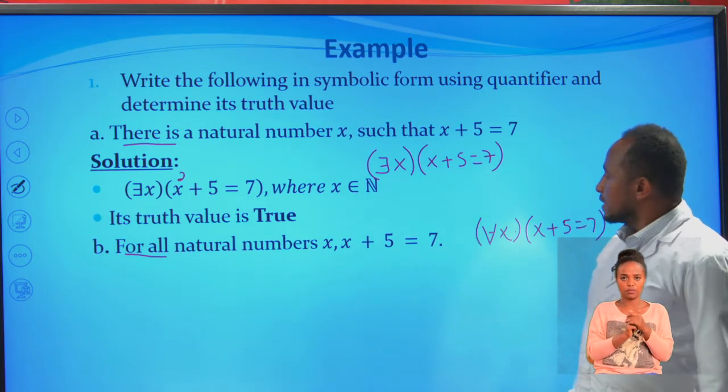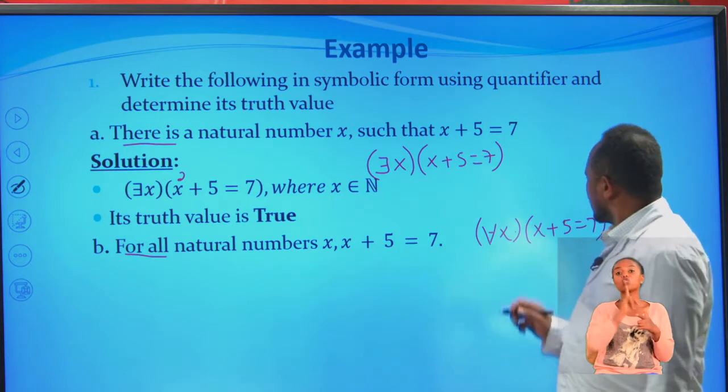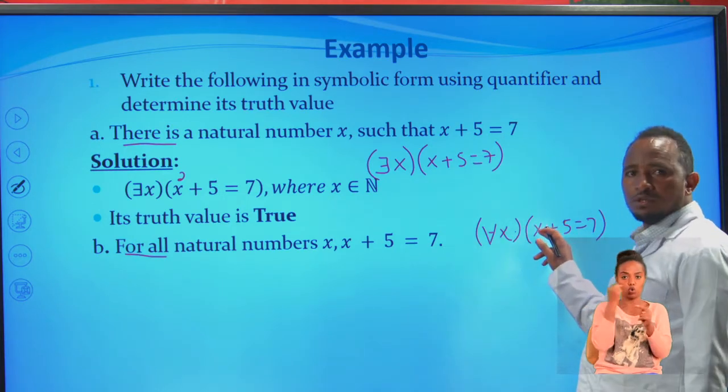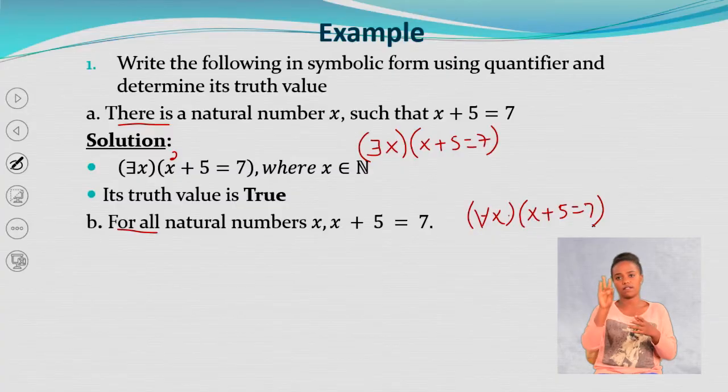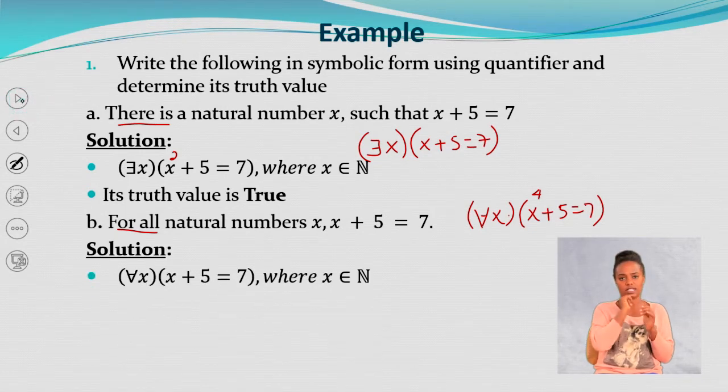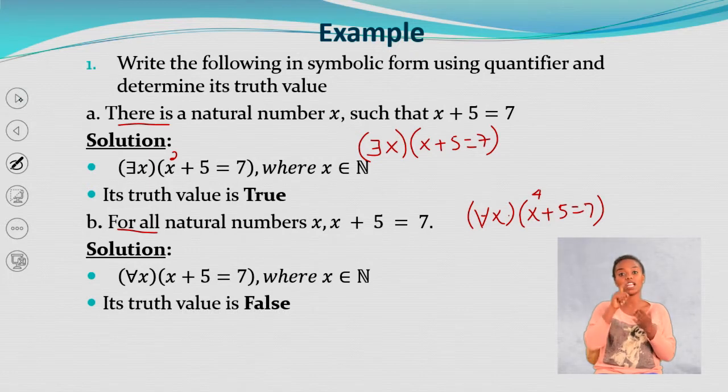So let's find its truth value. If you put any natural number in place of x, it gives you 7. This is what the statement says. But if you take, for example, 4, 4 plus 5 doesn't give you 7. So the truth value of this statement is false. Therefore, the symbolic representation is for all x, x plus 5 is equal to 7, where x is an element of the natural numbers. Its truth value is false because not every natural number makes this true.